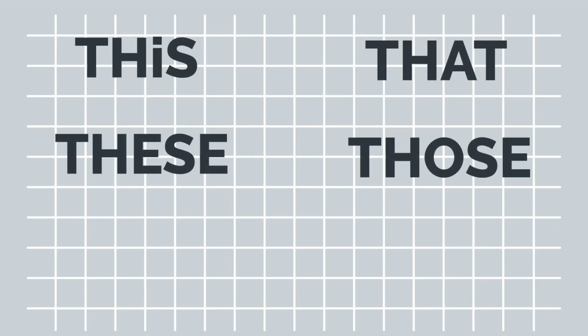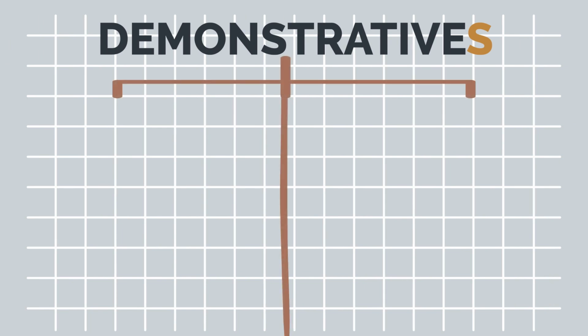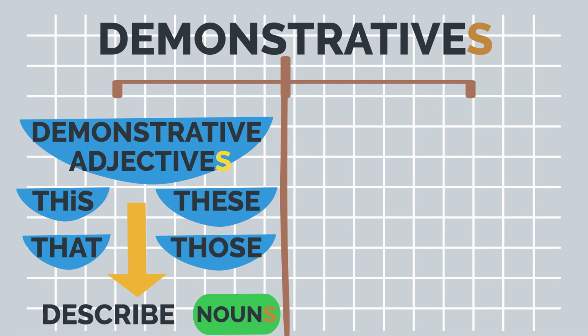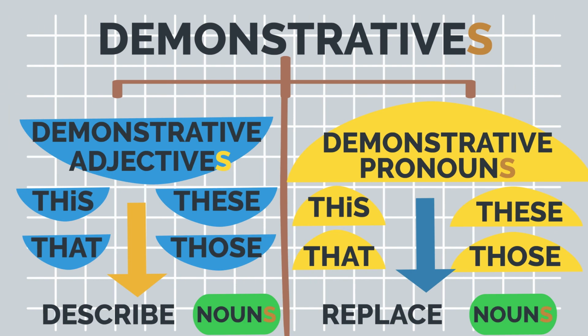The words this, that, these, those are called demonstratives. We can use demonstratives in two ways. If demonstratives describe nouns, they are called demonstrative adjectives. If demonstratives replace nouns, they are called demonstrative pronouns.